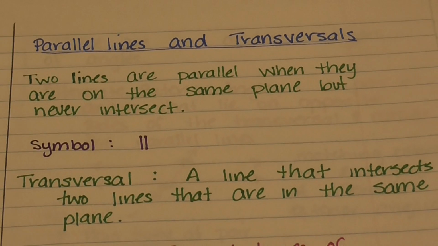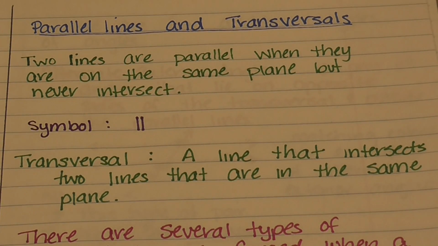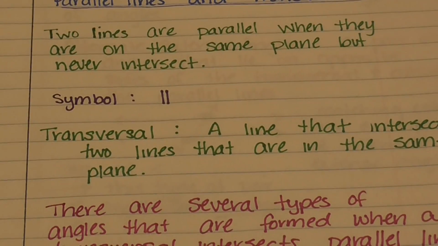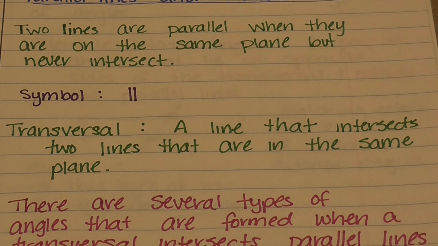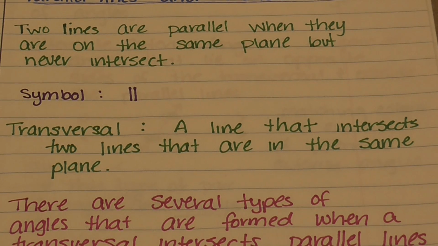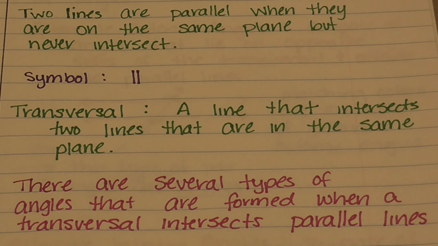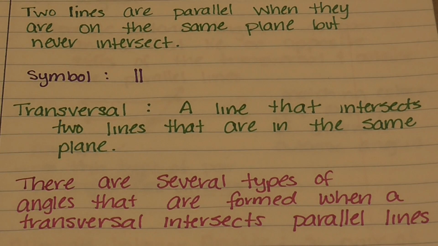A transversal is a line that intersects two lines that are in the same plane. Transversals don't necessarily have to intersect parallel lines. They can intersect two lines that aren't parallel to each other. We're going to be talking specifically about parallel lines. So every example and every definition in this section has to do with transversals that have intersected parallel lines. Again, a transversal is a line that intersects two lines in the same plane. For our purposes in this unit, it's going to be two parallel lines in the same plane.